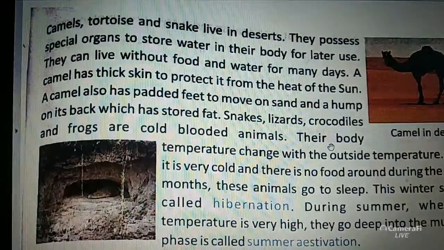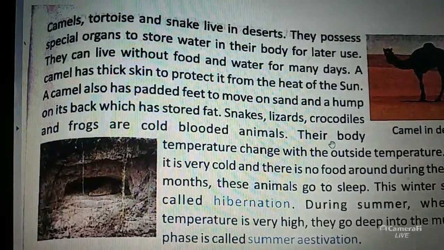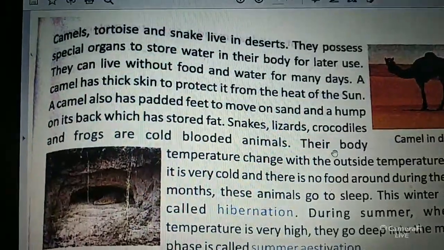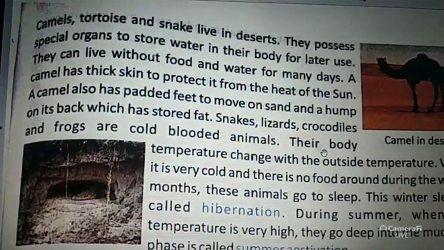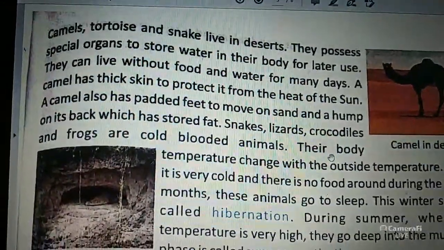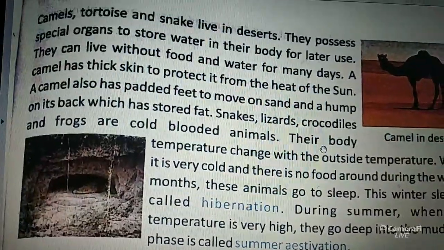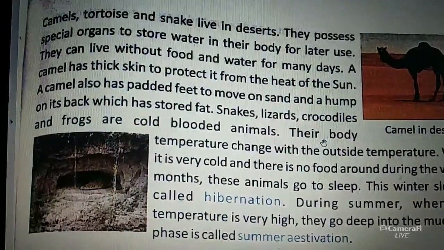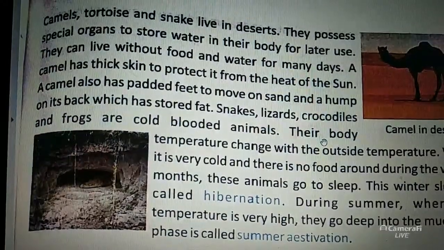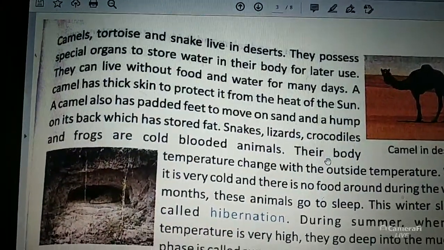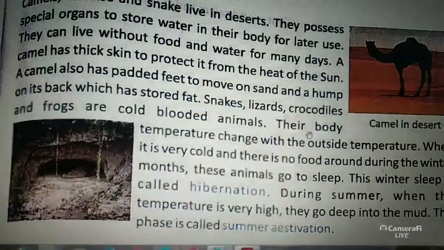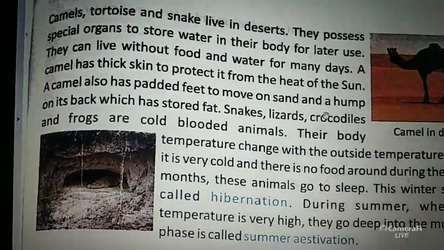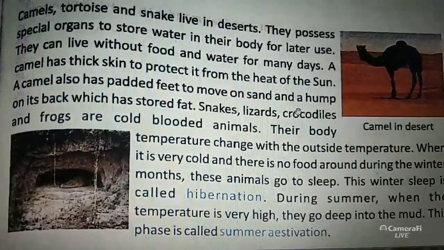Camels do not need thick furry coats to keep them warm, because they already live in a warm region. To keep warm is needed in the cold climate region, because outside is cold. But here they are already in the warm region. A camel also has padded feet to move on sand, and a hump on its back, which has stored fat.